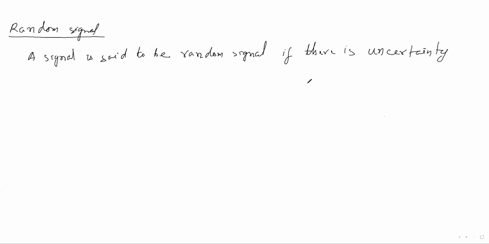A signal is said to be a random signal if there is uncertainty with respect to its value at some instant of time. In the previous definition there is no uncertainty, but in a random signal there is some uncertainty.